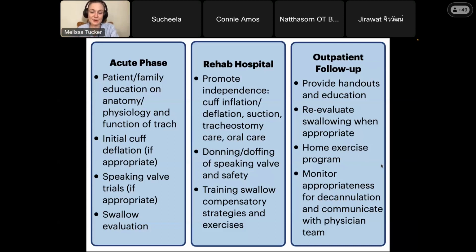A team approach to caring for these patients is just critical. And so I want to empower all of you OTs in this group to take an active role in the management of these patients.